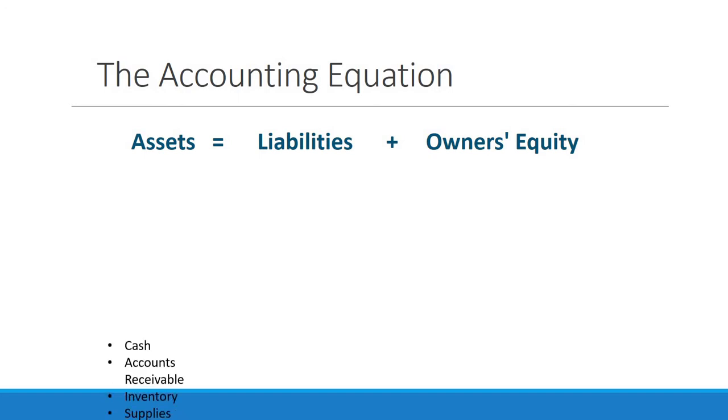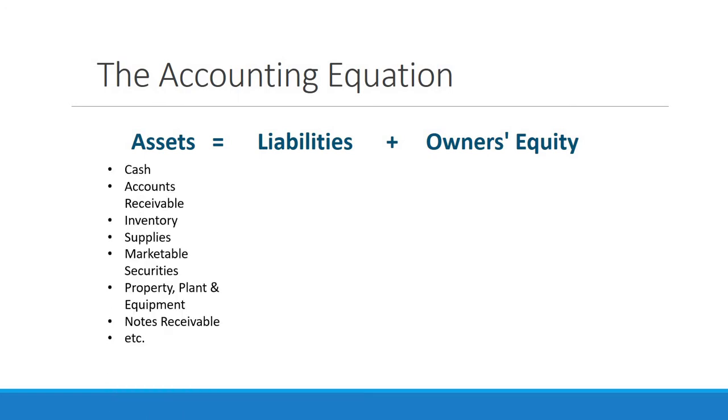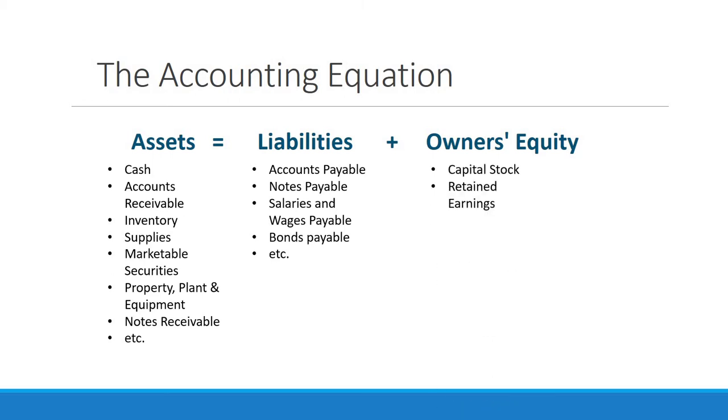Some common examples of assets include this list here on your screen. Liabilities might include accounts such as these. And owner's equity includes capital stock and retained earnings. So we're going to expand a little bit here on retained earnings. Remember that retained earnings is the portion of the profits of the business that they've kept within the business to continue their operations. In other words, they've earned the money, they've paid all their expenses, and they have not given that money back to their owners. Instead, they've retained those earnings or profits within the business.